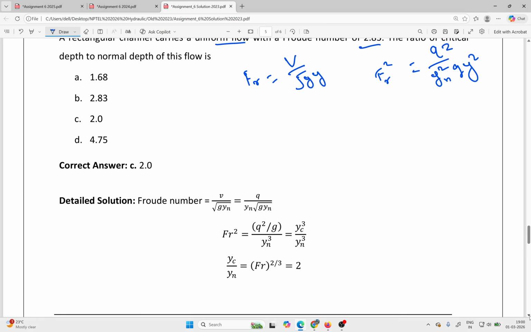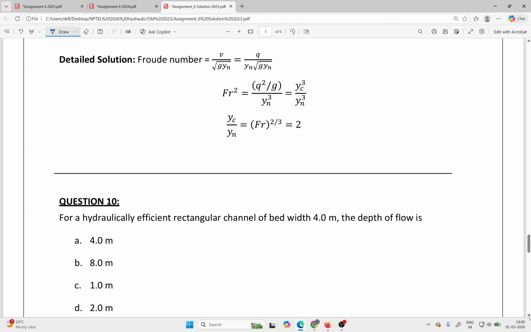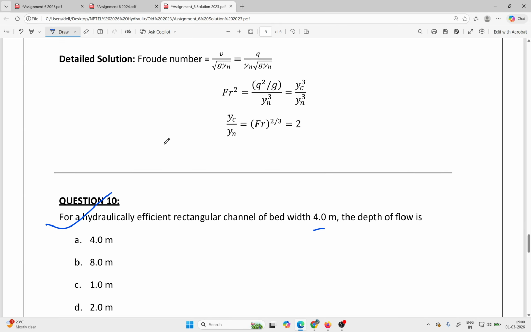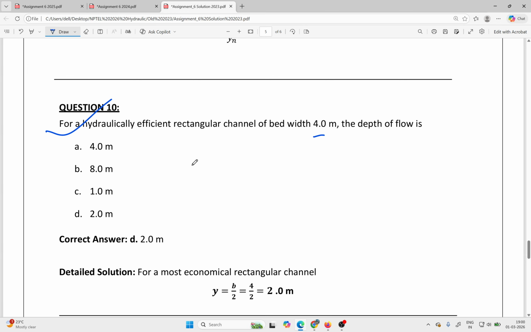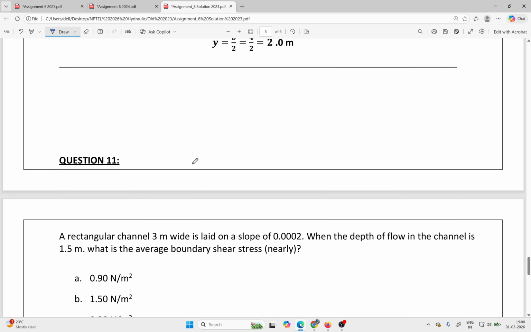Okay, so next question. Question number 10. A hydraulically efficient rectangular channel bed width for the depth of the flow. We have already solved, a very easy question, that is 2 meter. Okay, for question number 11, I think this is a new question.